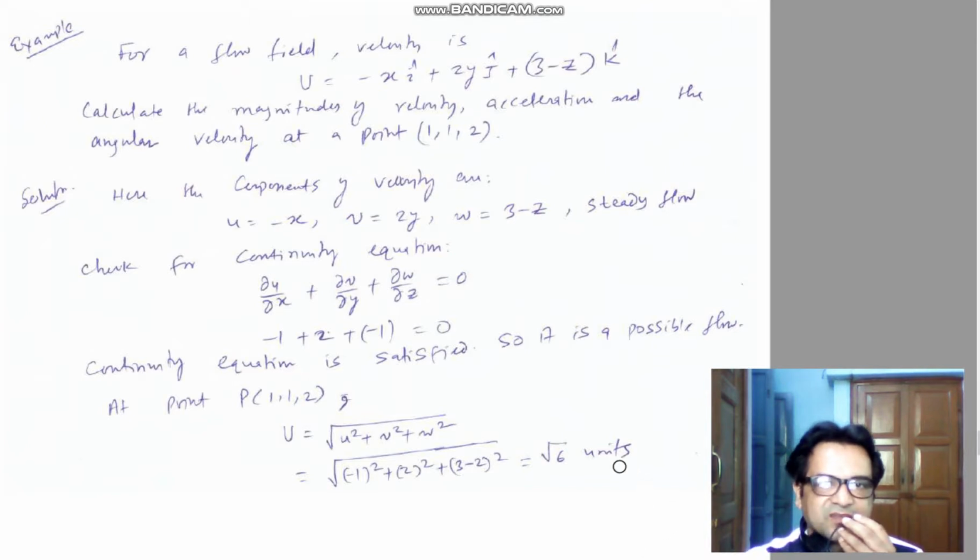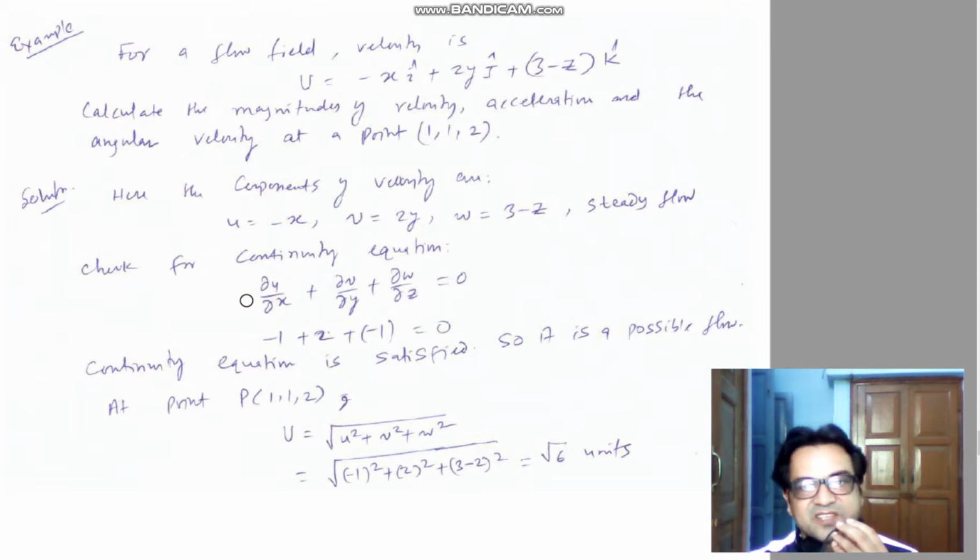Similarly, another example. For a flow field, the velocity is equal to minus x i, 2y j, plus (3 minus z) k. So it's a 3D flow. Calculate the magnitudes of the velocity, acceleration and angular velocity at the point (1, 1, 2). So velocity components are given. It's a steady flow, there is no time.